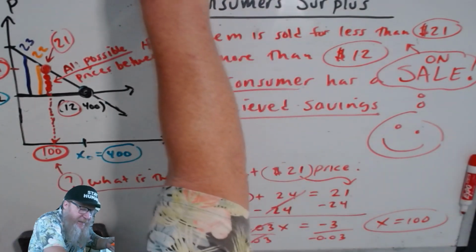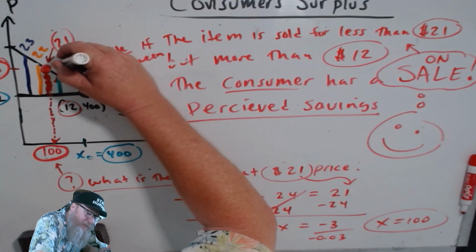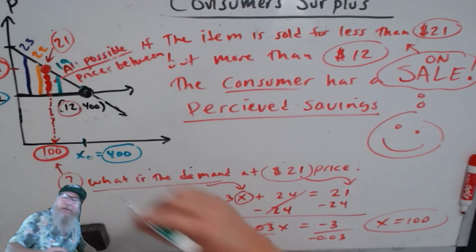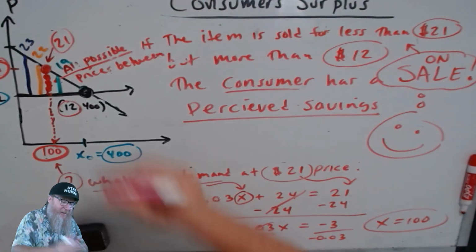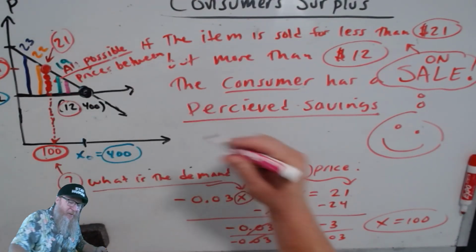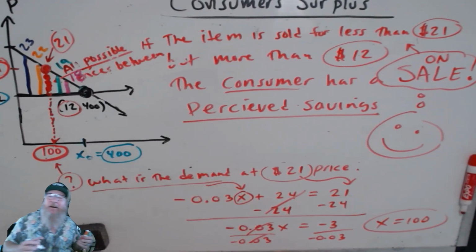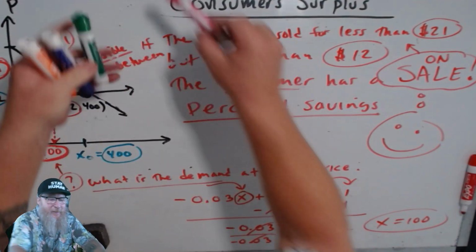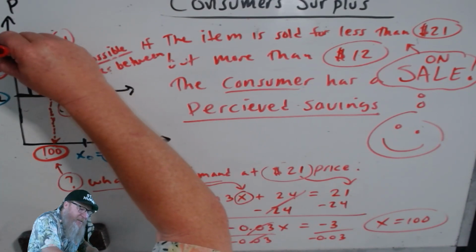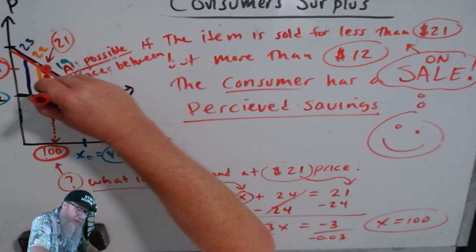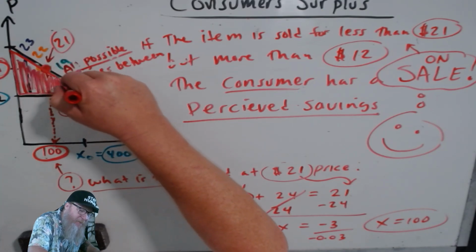Or what if I did $19? I skipped 20, but whatever. Or what if I did, make it a rainbow here, what if I did $18, right? Can you see the calculus coming into play here? All possible prices would be the area of this triangle.